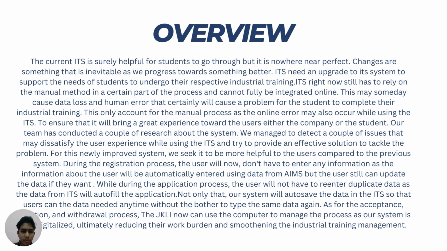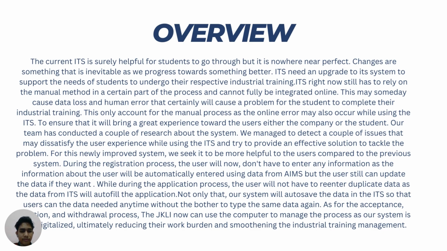We have detected a couple of problems with the current ITS, as it's still relying on a manual database, so it's prone to data loss and human error that will cause problems for students to complete their industrial training. This only accounts for the manual process, as online errors may also occur while using the industrial training system. To ensure that it will bring a great experience to the user, either the company or the student, our team has conducted research about the system, and we managed to detect a couple of problems that may affect the user experience, and we have tried to provide a few solutions to tackle these problems.